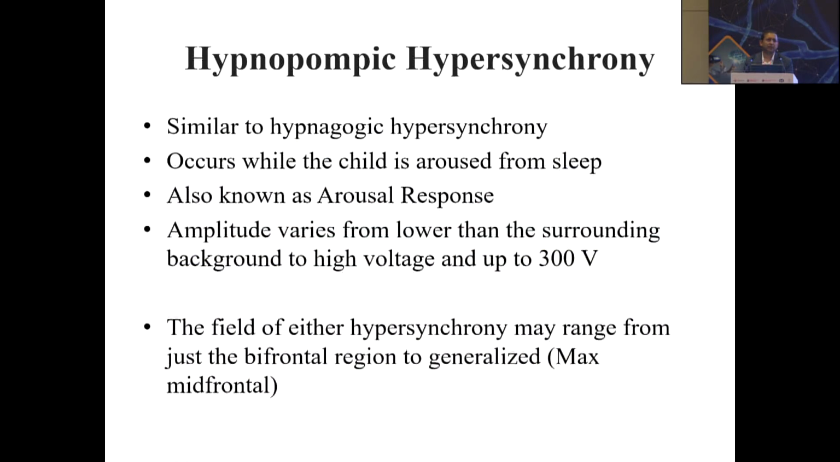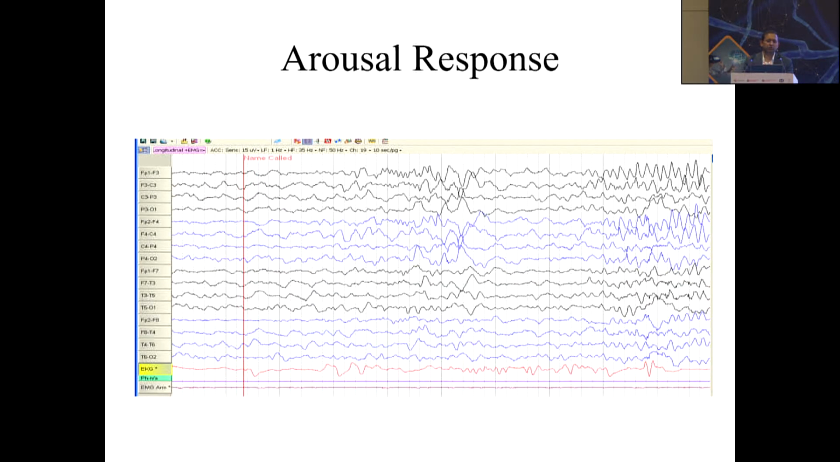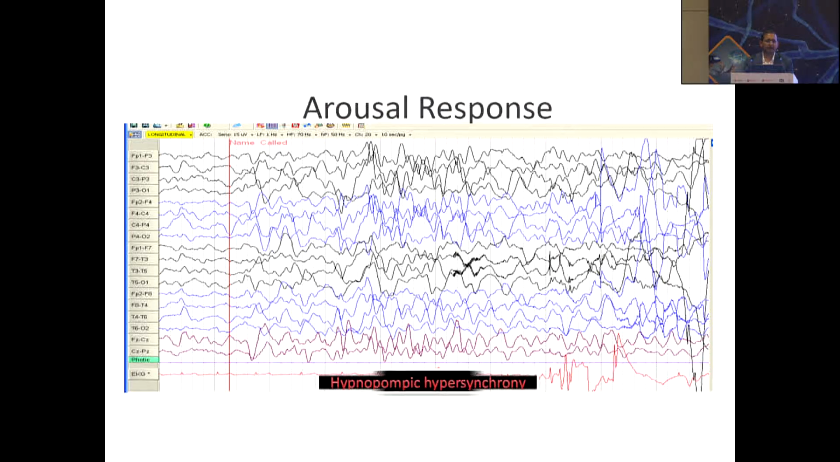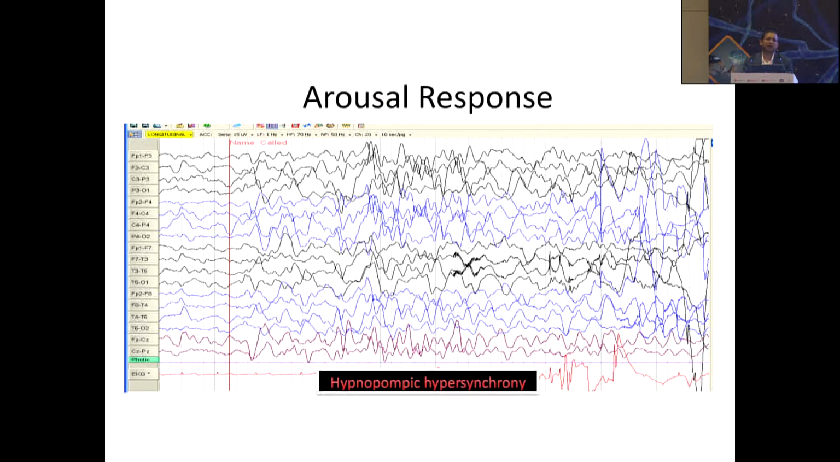Similar things can happen in hypnopompic hypersynchrony during arousal. At times, arousal may show an arousal response where there can be a kind of evolution. You feel that there is a change going on. The patient was sleeping and then suddenly some theta activity comes in the frontal region and then they start some rhythmic delta. So this rhythmic evolution of theta and delta during arousal response is absolutely a normal response. This is not an electrographic seizure.